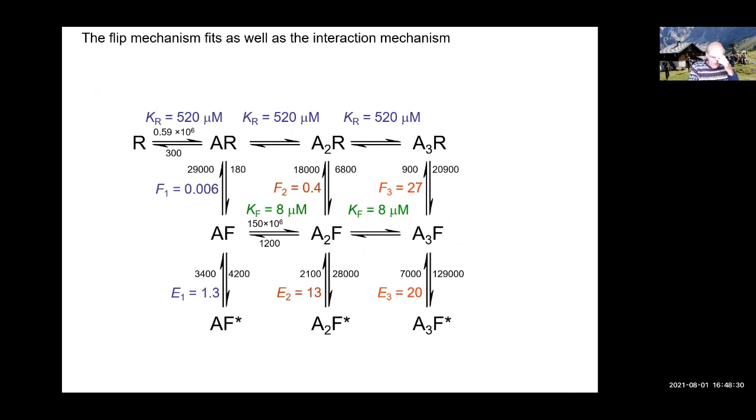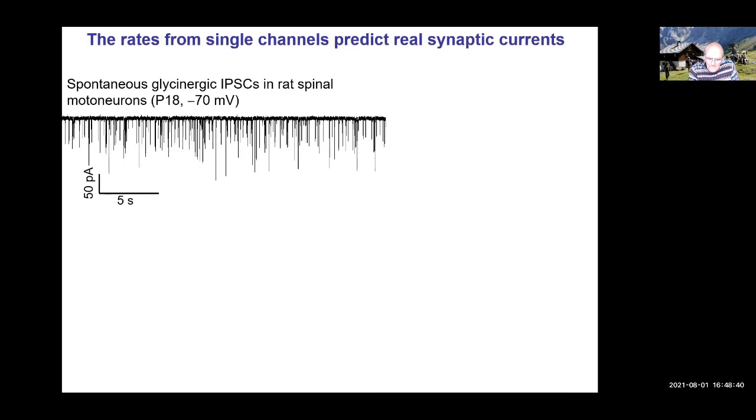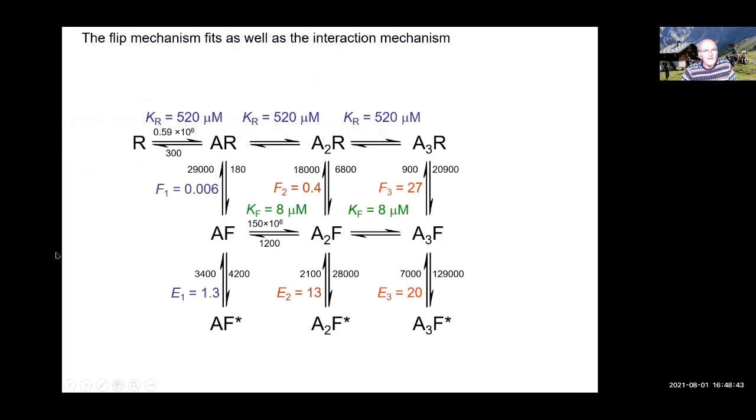So this is the result of fitting this flip mechanism to the data, and we see the binding to the resting state. These are all constrained to be the same for the first, second, and third binding. The equilibrium constant was 520 micromolar for all of them. It was the same for the second and third binding to the flipped state, but the equilibrium constant was much smaller, higher affinity, 8 micromolar rather than 520 micromolar.